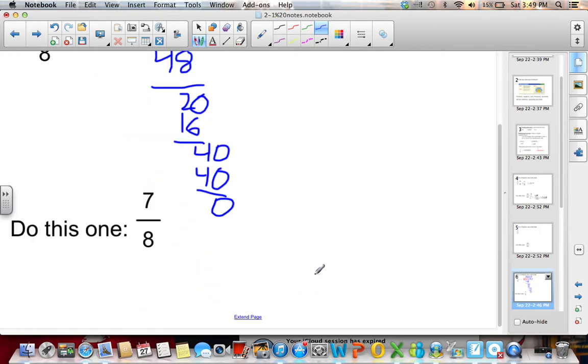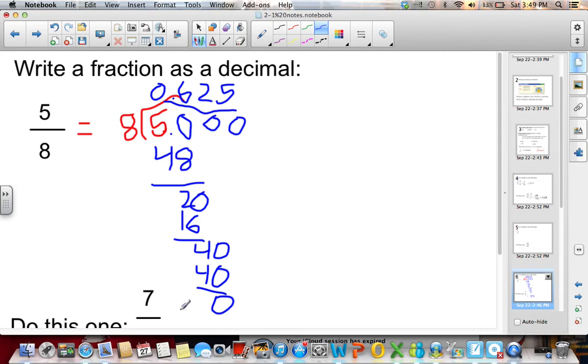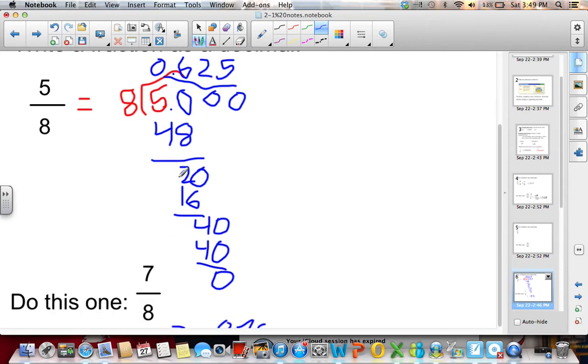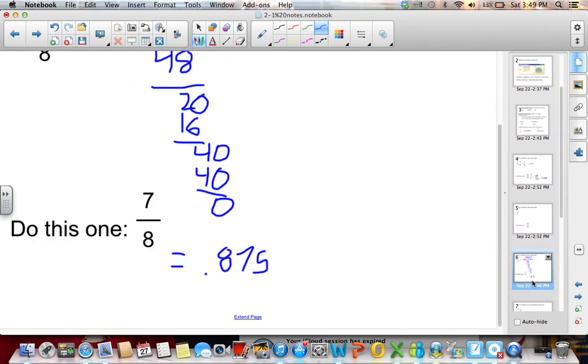So I want you to do that same exact method with 7/8. So pause it, do it, and check back. I'm not going to do all of the work, but your answer should be 0.875. Okay, if not, go back and try it again and do these same exact steps. Instead of a 5, you have a 7 right in here. So if you got that wrong, go back and double check.